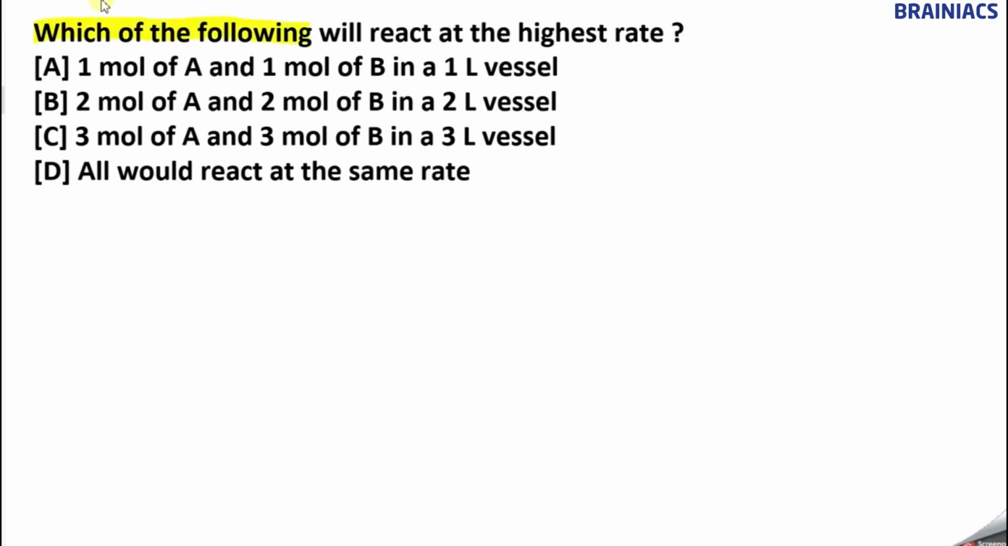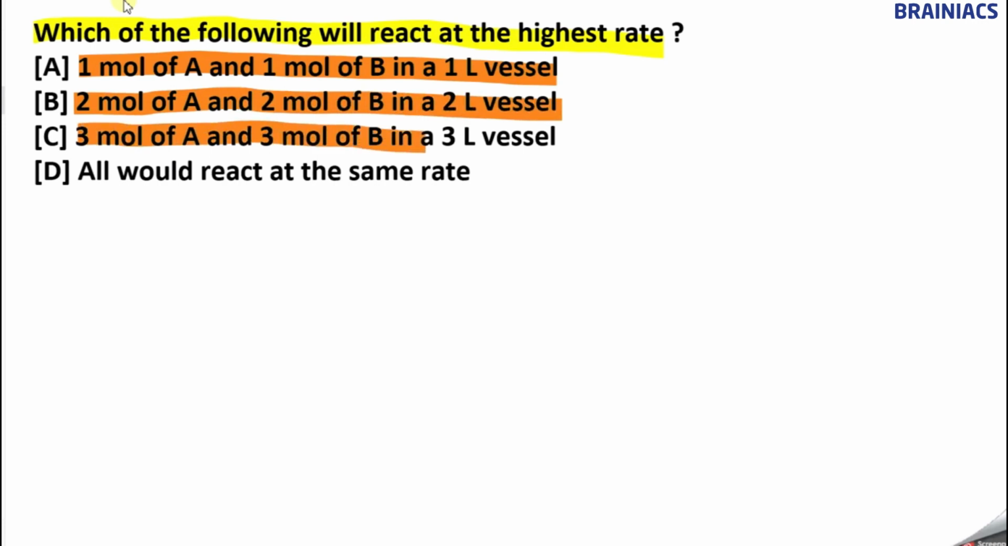I will just read the question. Which of the following will react at the highest rate? You have options like 1 mole of A and 1 mole of B in 1 liter vessel, 2 mole of A and 2 mole of B in a 2 liter vessel, and 3 mole of A and 3 mole of B in a 3 liter vessel. All would react at the same rate. So what do you feel as the correct answer? Let's try it out.